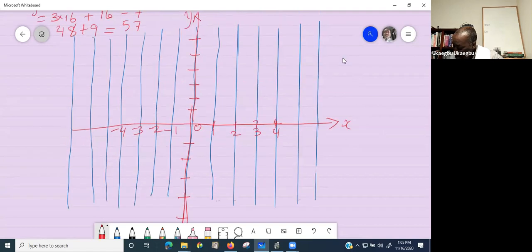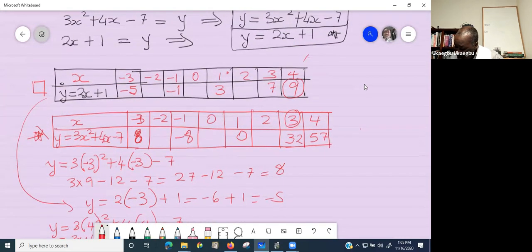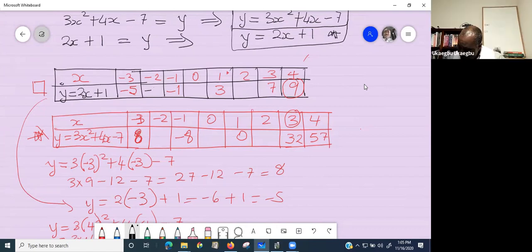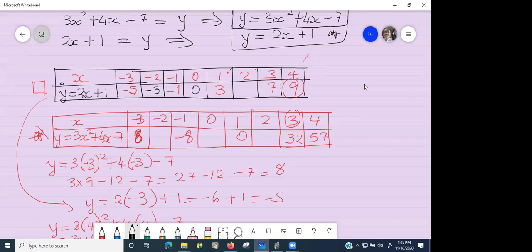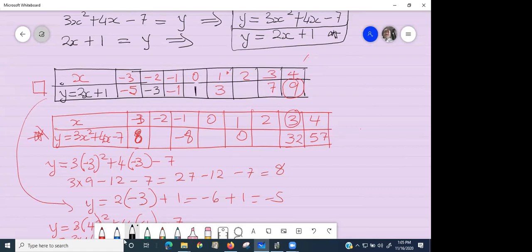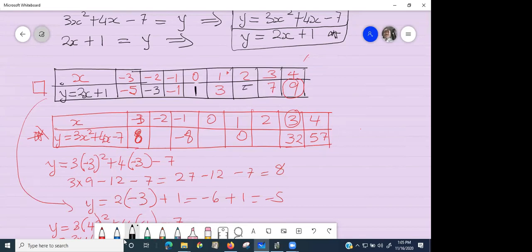So now it is left for us to plot the graph. Before we plot the graph, let us complete our table. What is the value of y when x is -2? The first one? Yes, -3. Okay, we have negative 3 here. How about when x is 0? 0. I mean, no, 1. Is it 1 or 0? It's 1. How about y when x is 2? 5. Okay, I'll write 5.